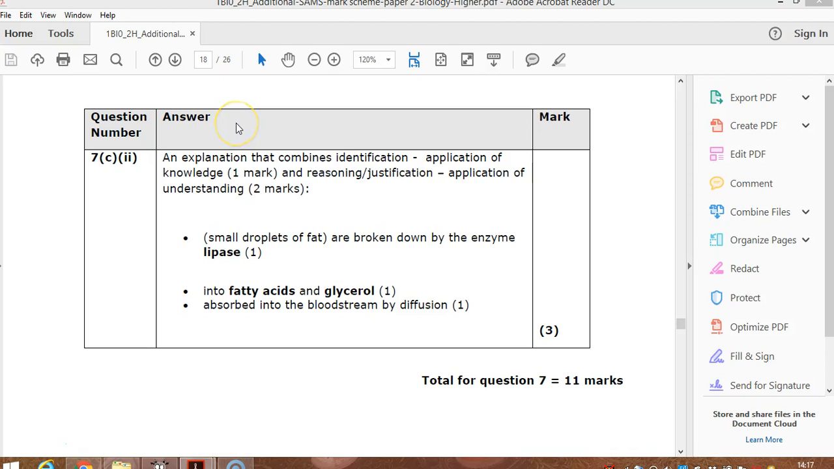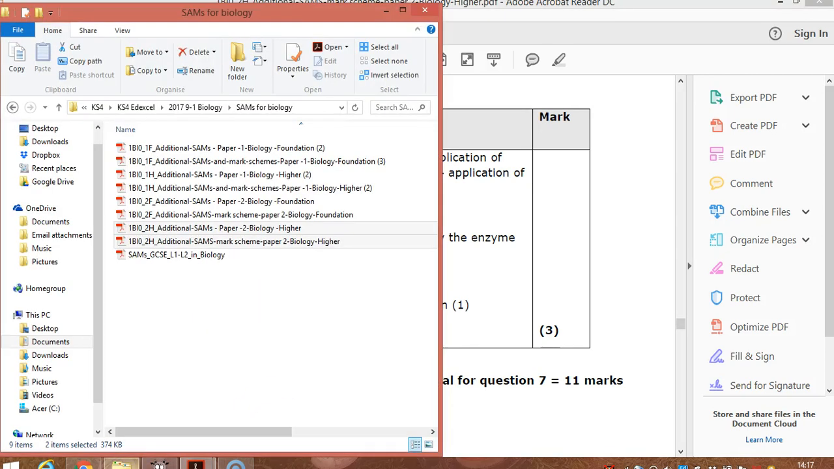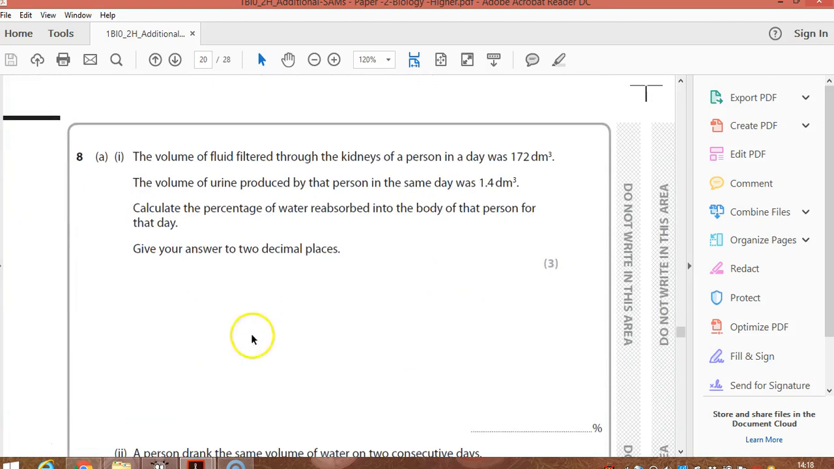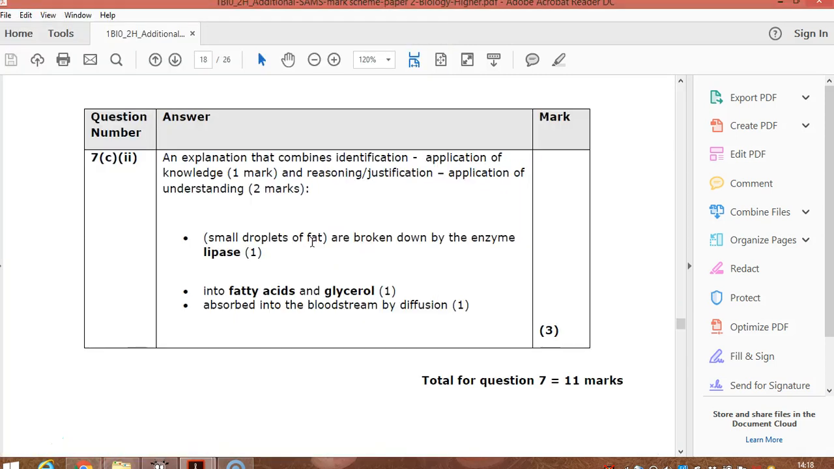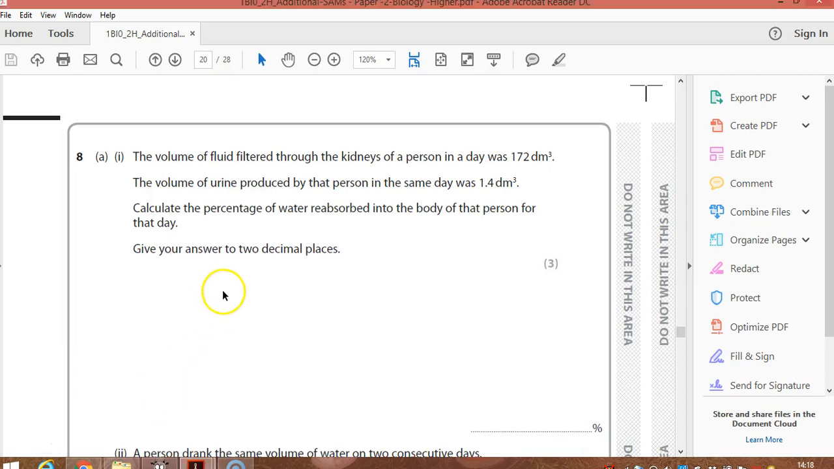So I will just get that Edexcel thing back. There we go. Right, there we go. Get that back as well. Right, so question 8.